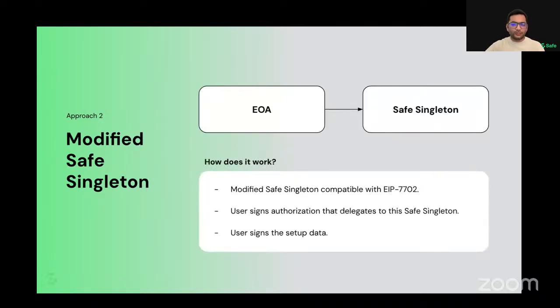How does it work? Yeah, so this safe singleton is compatible with EIP-7702. We did some changes to the setup function. We'll go into the code details soon. User signs authorization that delegates to the safe singleton. I already talked about it. And one more thing that users would have to do is they would have to sign over the setup data. So we require 2 signatures from the users to start using the EOA as a safe account. That is, first they have to sign an authorization and then again sign the setup data, which would be used for setting some storage values on the account.